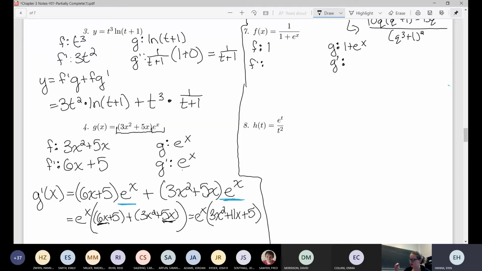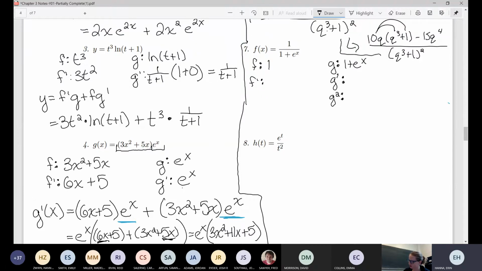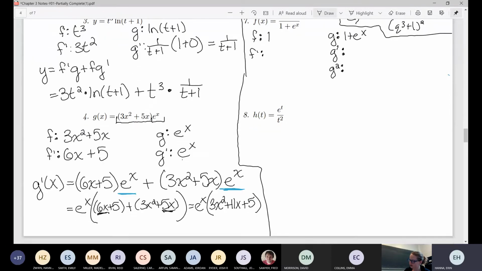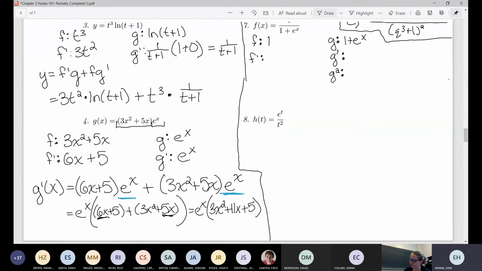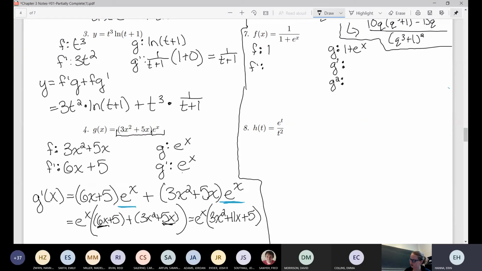So our f is 1 and our g is 1 plus e to the x, and I'm going to need a g squared. Let me scroll up. Why the heck did that cause it to scroll? So if we want the derivative of f, what's the derivative of 1? It's a constant completely by itself. There's no x in there, so the derivative of a constant is 0.